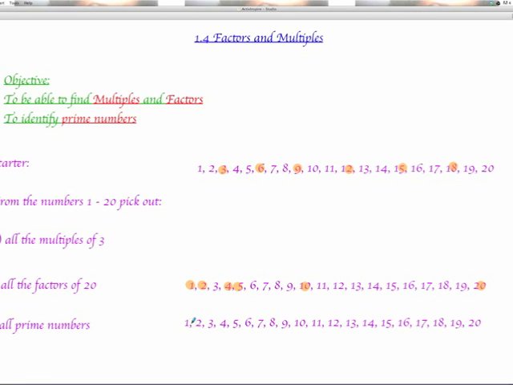Okay, all the prime numbers between 1 and 20, these are the numbers which can only be divided by itself and 1.